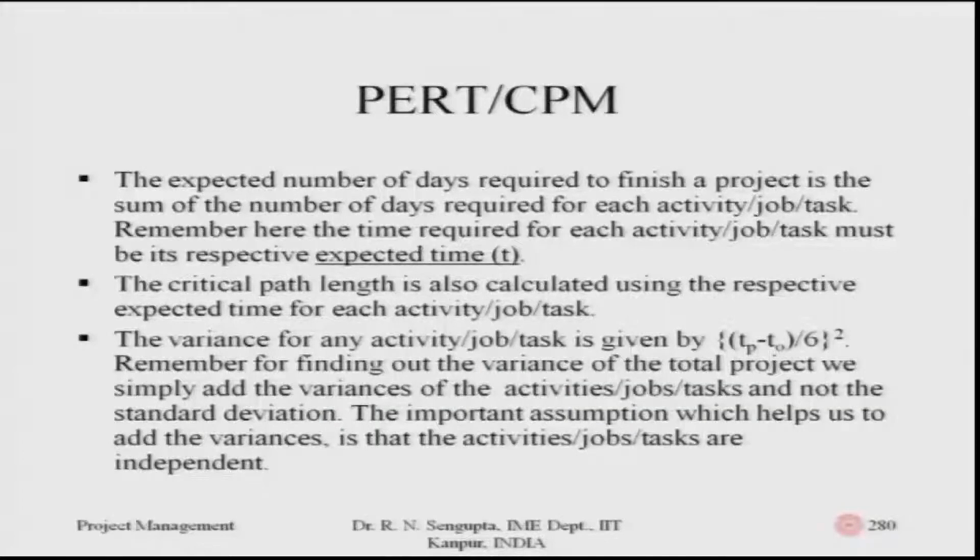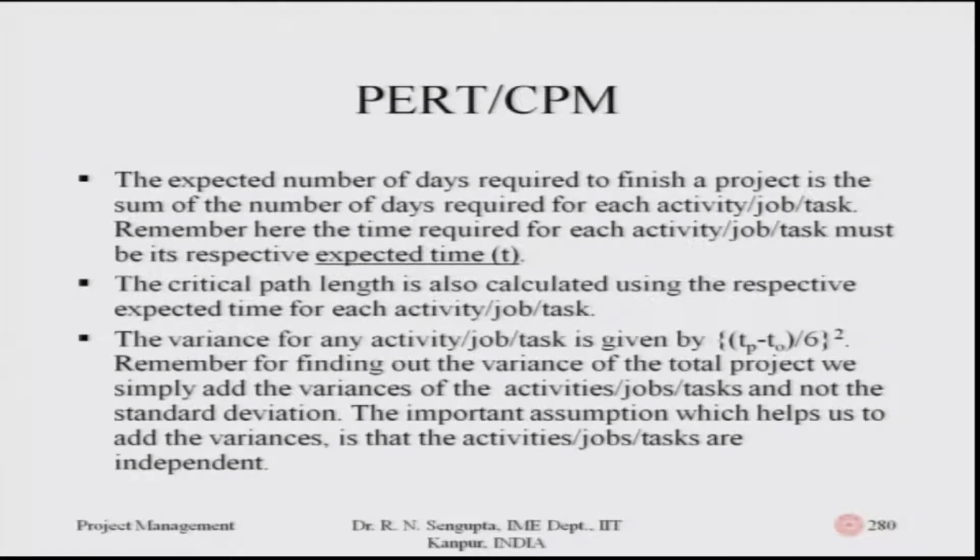The variance of an activity, job, or task is given by (Tp minus To) divided by 6, whole squared, which is the pessimistic minus the optimistic, divided by 6, squared. You can use the distribution as given and then calculate the variance. Remember, for finding out the variance of the total project, this point is important.